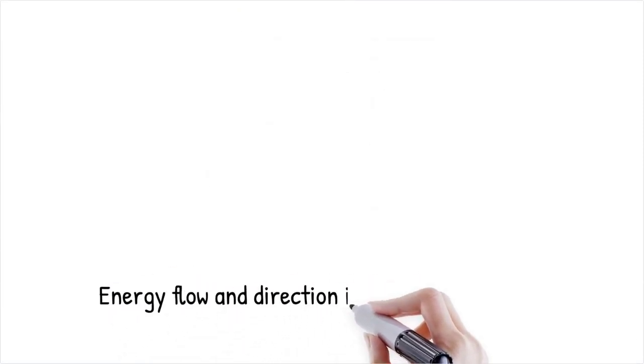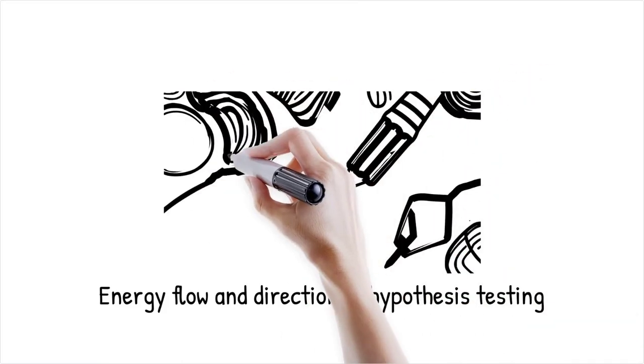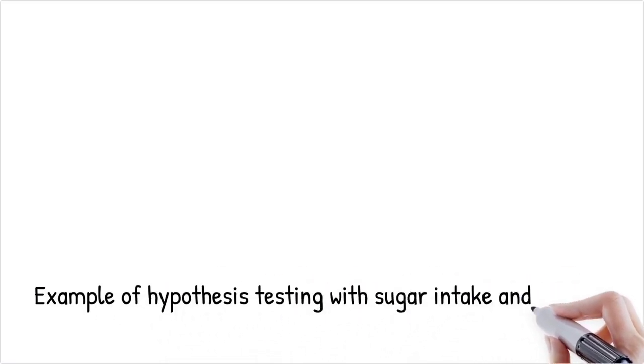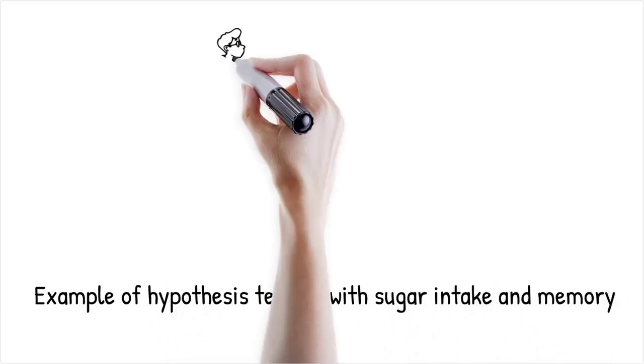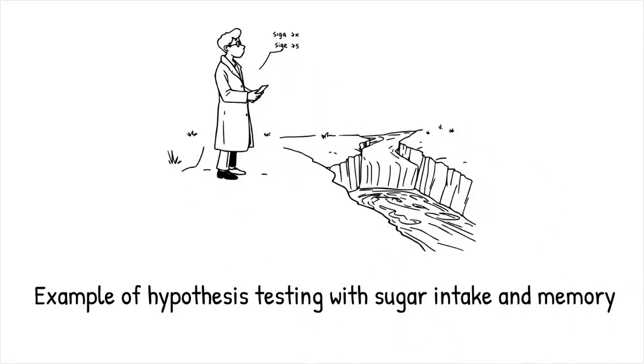A hypothesis defines the direction of inquiry and the flow of analysis, from assumed cause, independent variable, to predicted effect, dependent variable. It sets the stage for experimental energy allocation, determining what to manipulate, what to measure, and how to interpret deviations from expectation. For example, if the hypothesis states that sugar intake affects memory performance, experimental energy is focused on dietary control, memory testing, and ruling out confounders. It's like setting a river's course. You guide the flow of inquiry through a channel cut into the unknown.